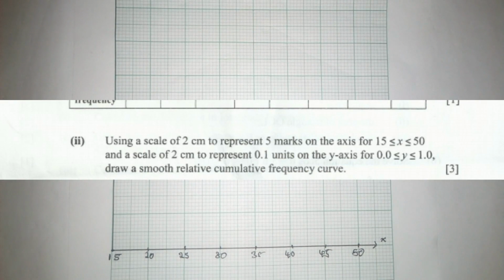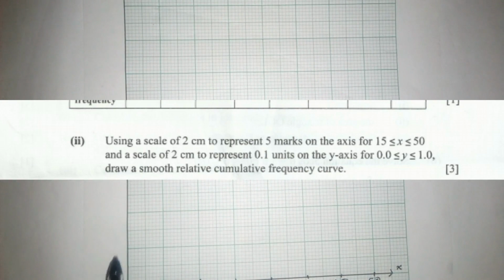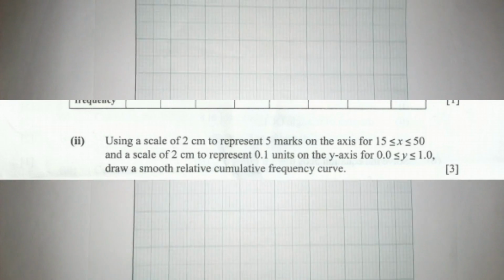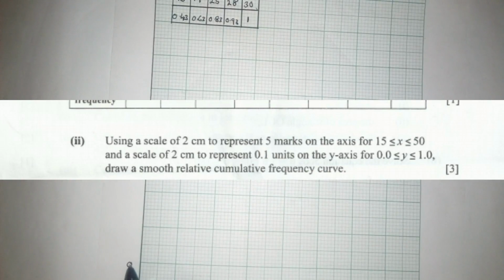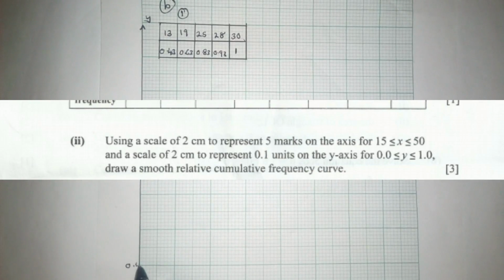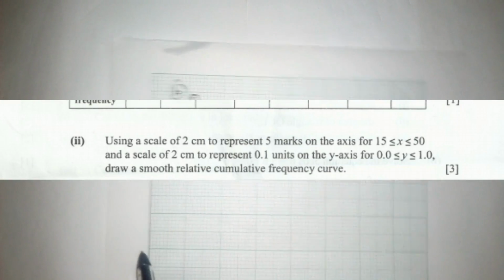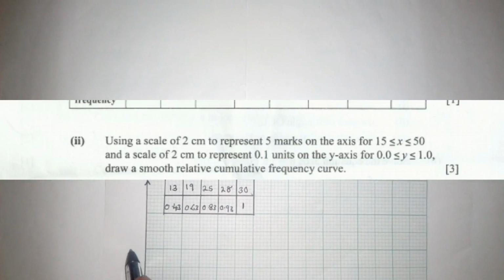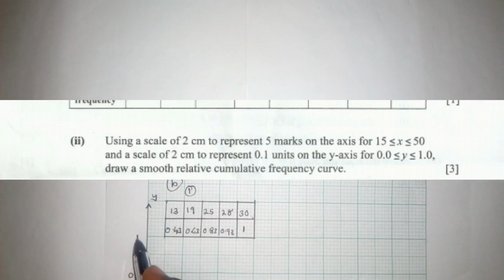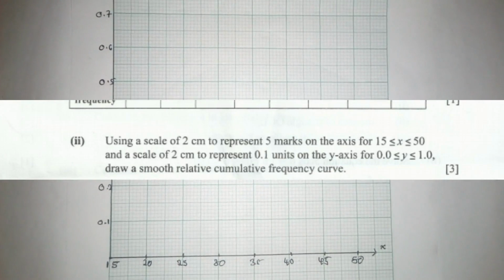And then going up here, the y-axis, they have said 2 centimeters to represent 0.1. So from here to here is 2 centimeters. So this must be 0.1, 0.2, 0.3, 0.4, 0.5, 0.6, 0.7, 0.8, 0.9, and 1 here. So this is how it will look.